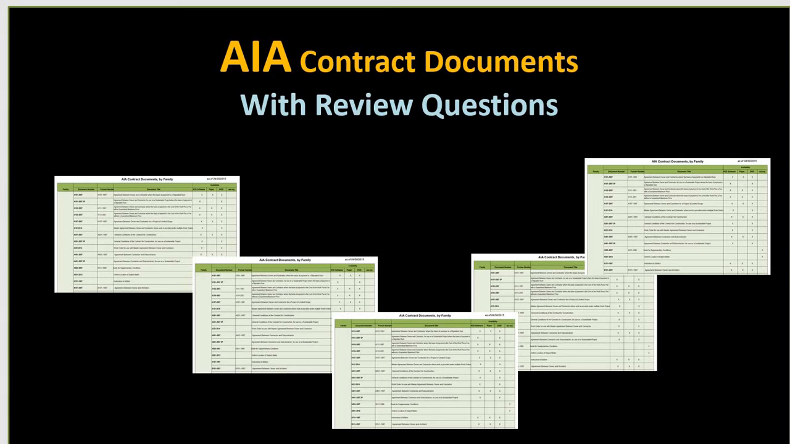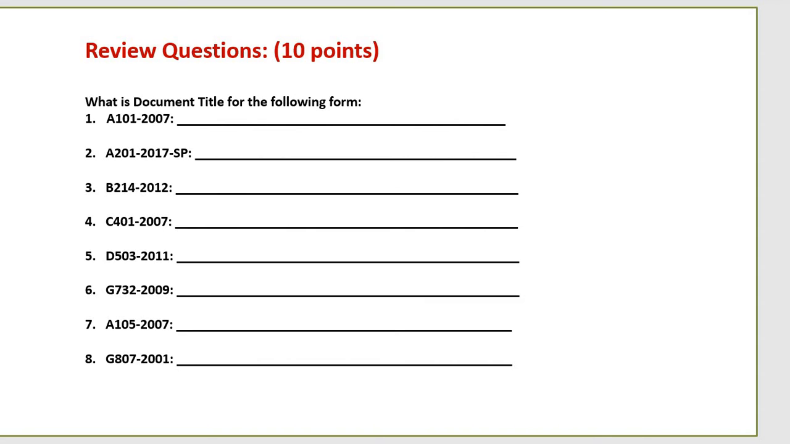In this chapter, I have 8 questions in total for review. If you answer them, you can get up to 10 points for your extra credit. Very simple. I just ask you to fill in the title for each of the forms. For example, A101-2007, you just let me know what the title of this form is. Same thing with the form right here. I put the name, and you need to put the title there for me. That's it. Very simple.